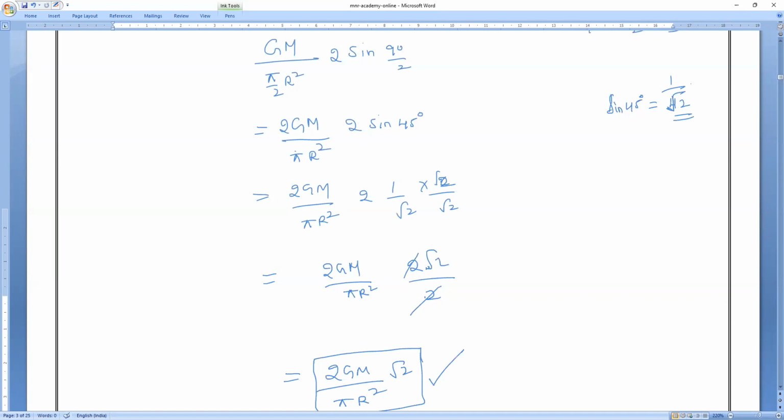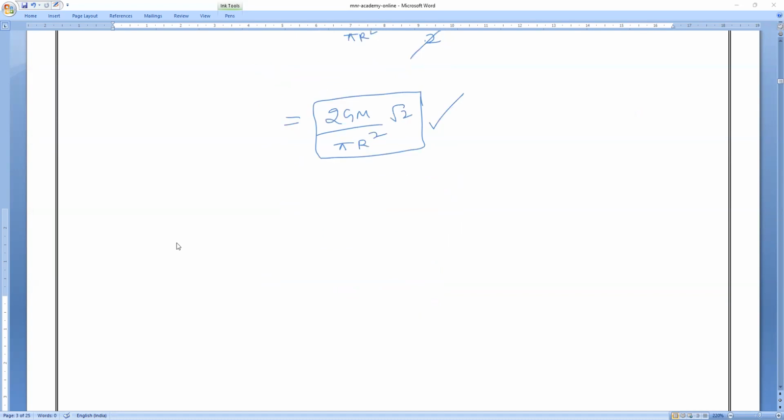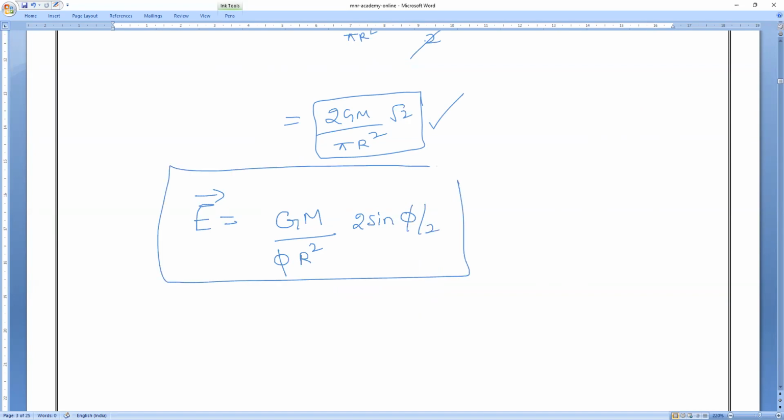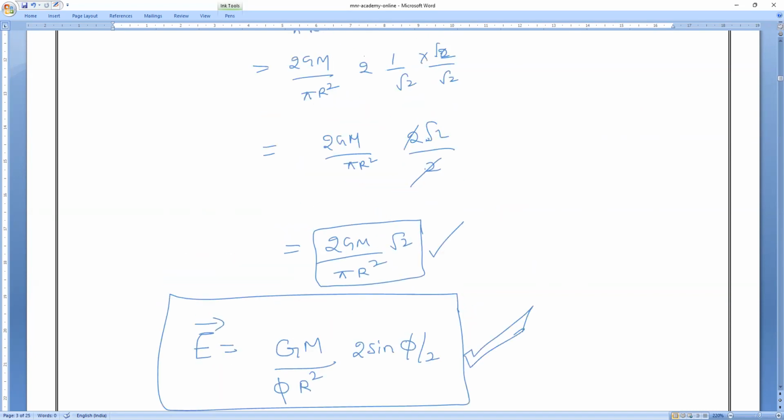So remember, anything, whether arc or quadrant or whatever it is they ask you, you can go with the formula for calculating gravitational field. E is equal to capital G into capital M divided by pi r square into 2 sine pi by 2. That is what you have to remember. I hope everybody is able to understand the derivation. Anybody having any doubt, please kindly let me know. This is one of the most important things. From this you can get anything.